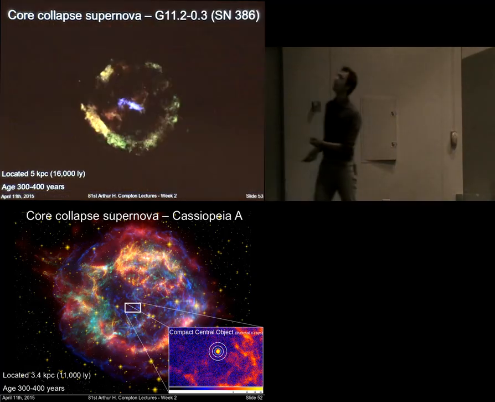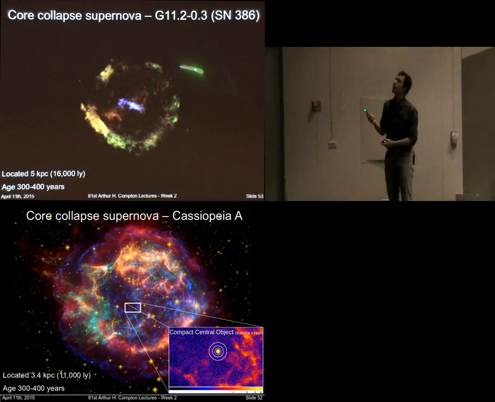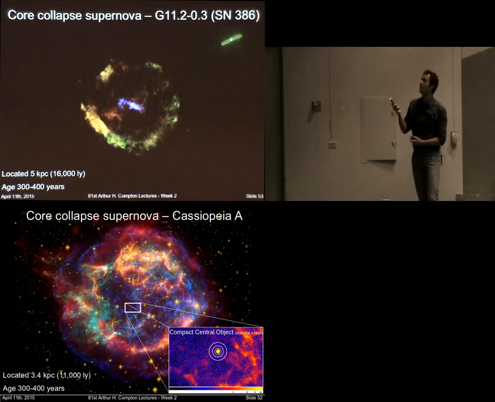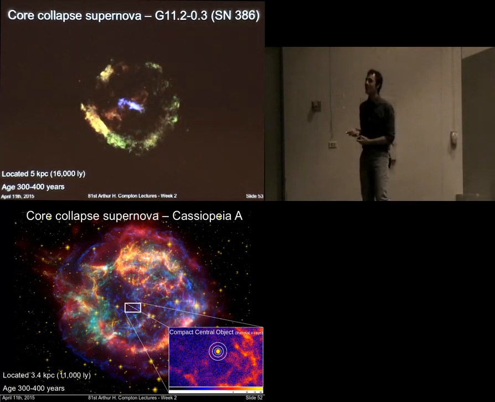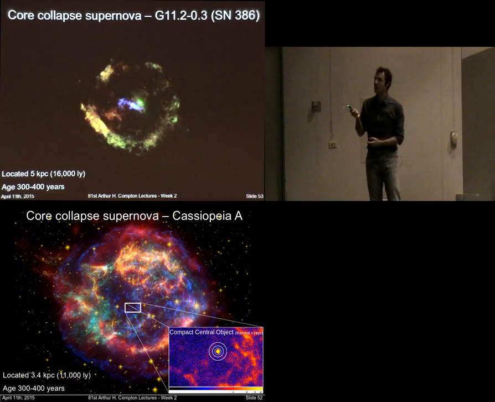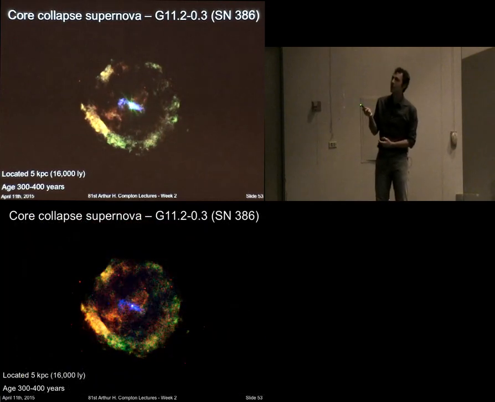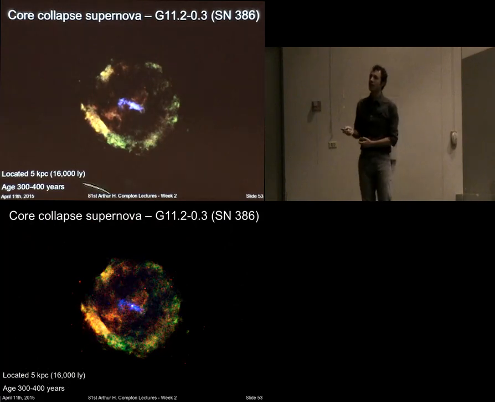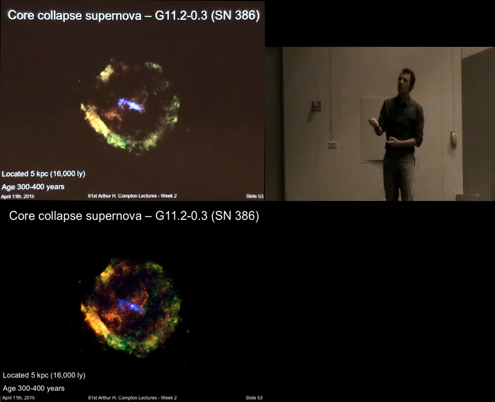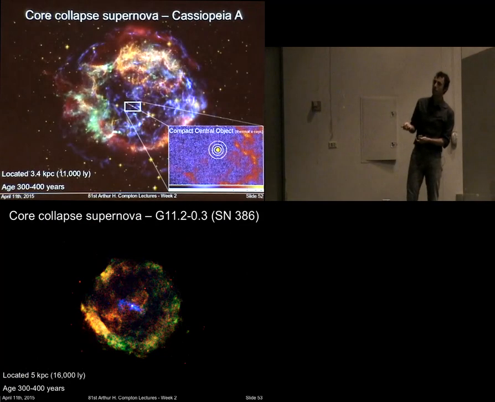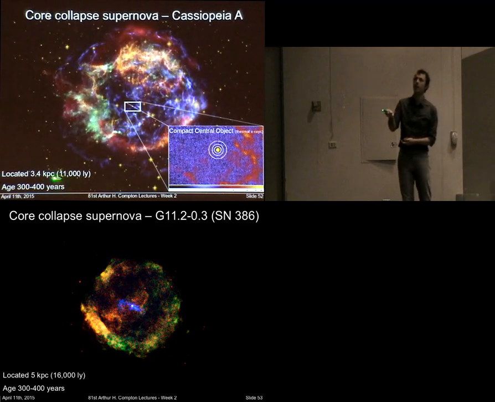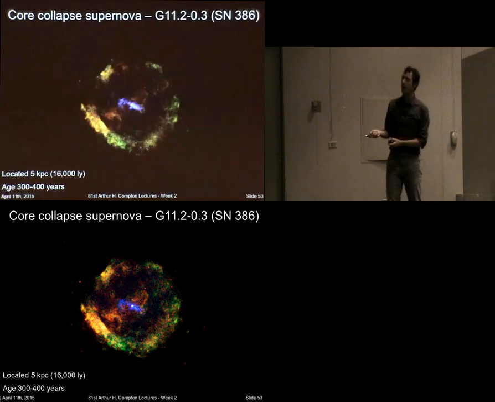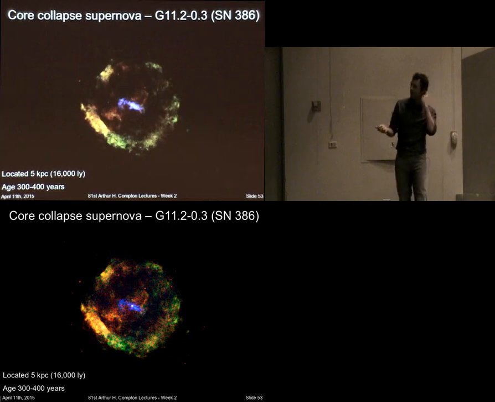All right. This is G11.2-0.3, also called SN 386. This is the same image I showed you again. This is the X-ray pulsar at the center and the supernova remnant outside. Cassiopeia A and this one are equivalent, about 3.5 kiloparsecs or 11,000 light years away. And this is about 16,000 light years away.